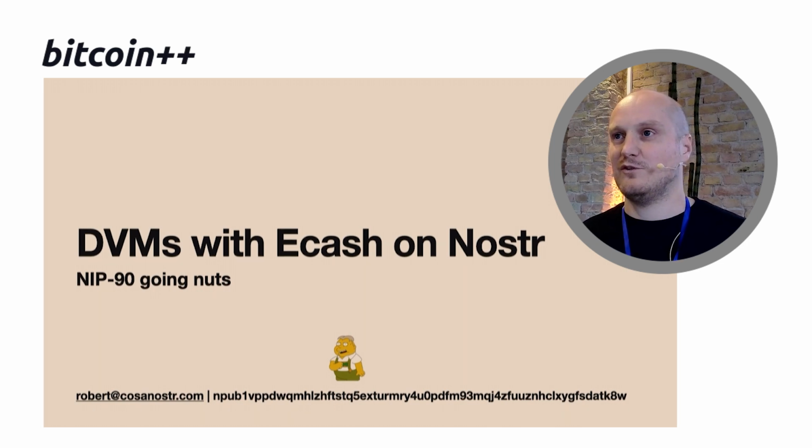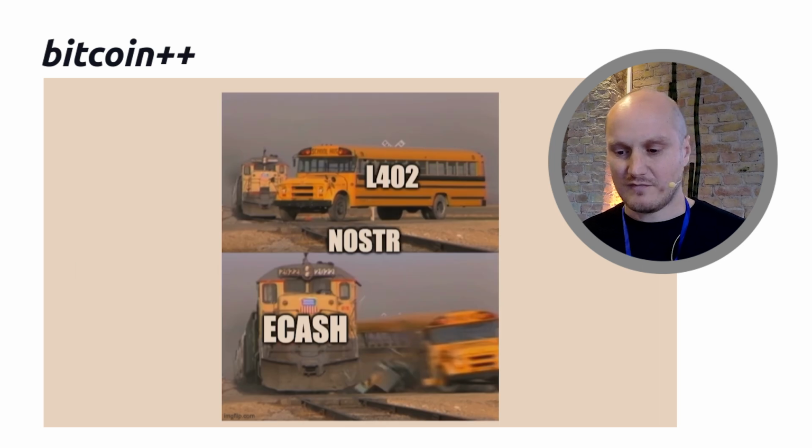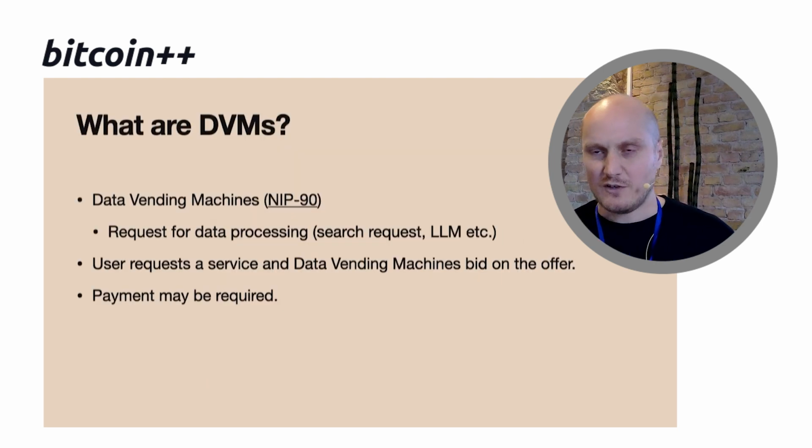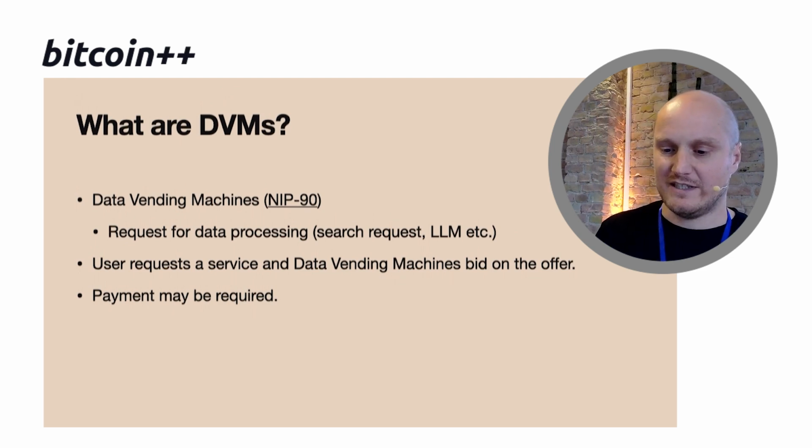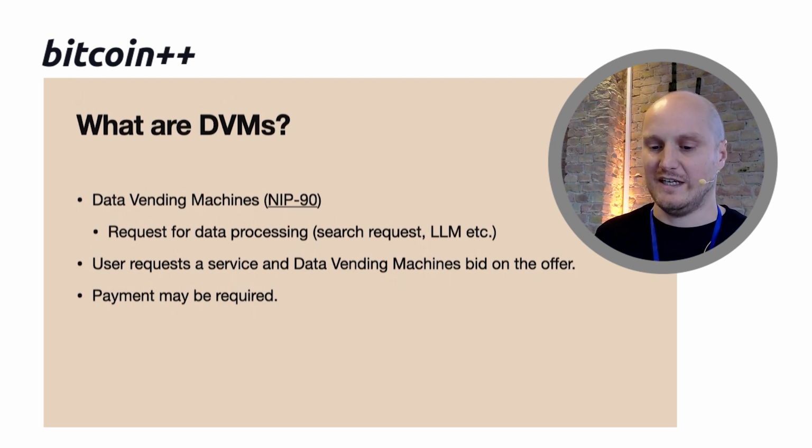Most of these implementations for agents and paywalls are using L402, and I thought in this case we could use Nostr as the railways and ecash for sending money back and forth. Real quick, what are data vending machines? They are defined in NIP 90. They can be used for requests for data processing, search requests using LLMs and so forth.